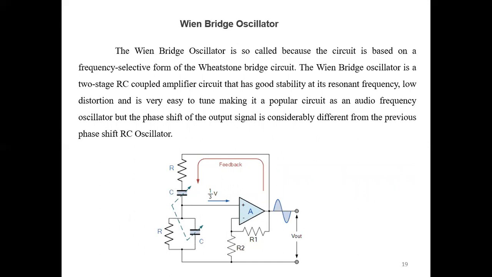The Wien bridge oscillator is another sine wave oscillator, so called because the circuit is based on the frequency selective form of the Wheatstone bridge circuit. The Wien bridge oscillator is a two-stage RC coupled amplifier circuit that has good stability at its resonant frequency, low distortion and is very easy to tune, making it a popular circuit as an audio oscillator. But the phase shift of the output signal is considerably different from the previous phase shift oscillator.